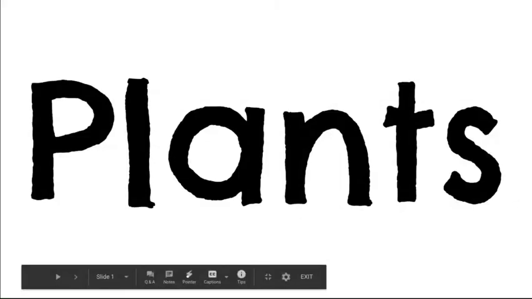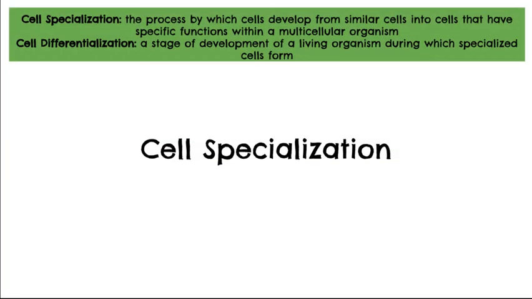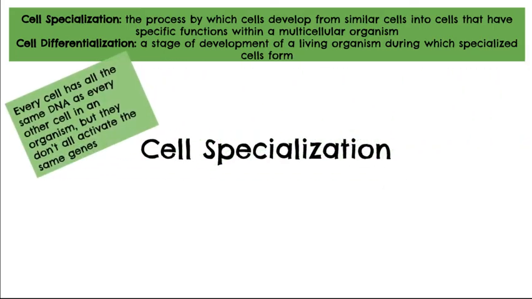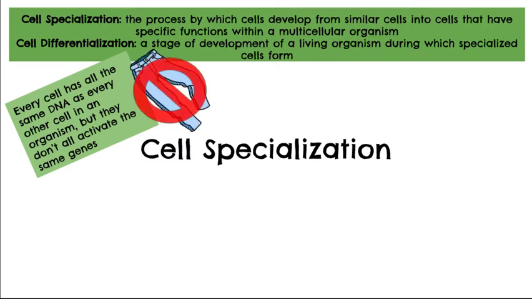Plants. As mentioned in the mitosis video, cells start off the same, but they don't end up that way. At some point, cells undergo cell differentiation, which results in cells specialized for different functions. Remember, each cell of an organism has all the same DNA as every other cell. But when some cells make different proteins than other cells, that's when the differentiation happens.